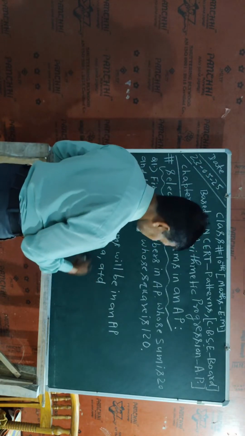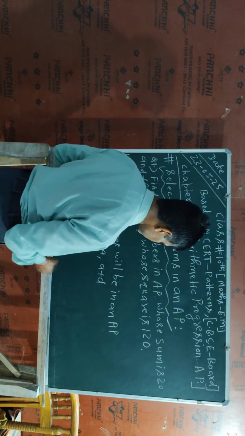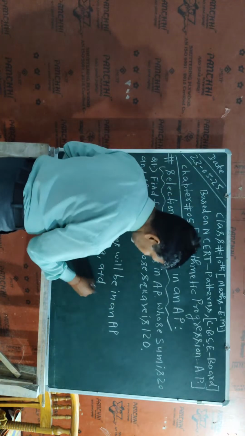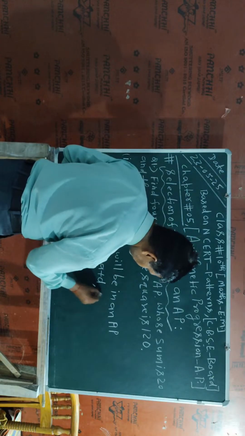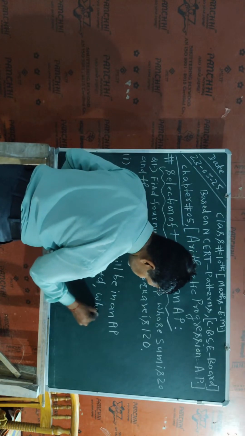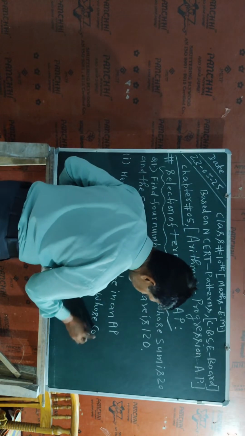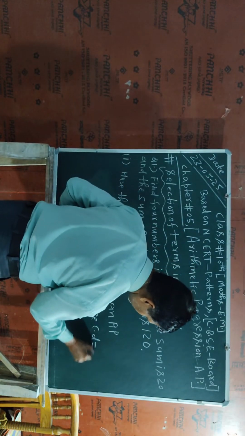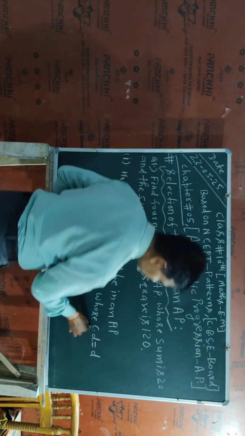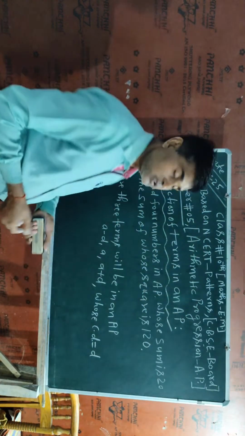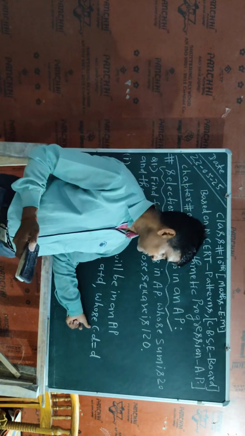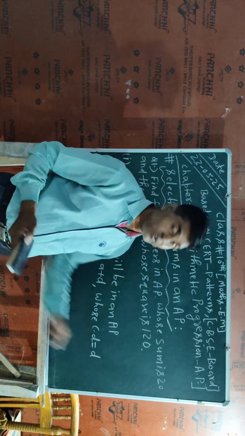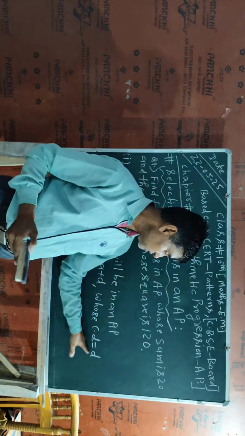So these three terms will be in arithmetic progression, and here I will say whose common difference is d. In short form I will say common difference will be equal to d. C stands for common and D stands for difference. So the common difference will be d.